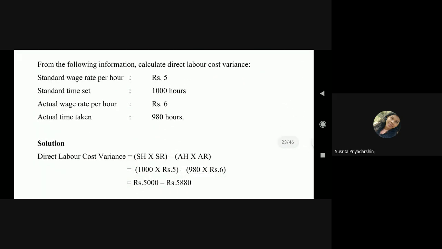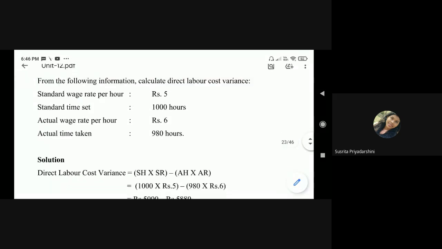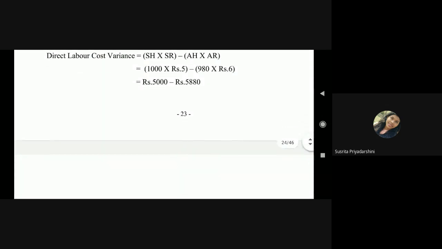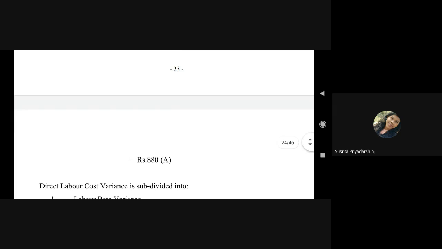Standard wage rate per hour 5, standard time set 1000, but actually rupees 6 per hour it is paid, and actual time taken is 980. You can multiply both these and you can find it out. 5 into 1000 minus 6 into 980. So it is 5000 minus 5880. So it is coming 880 negative or adverse.